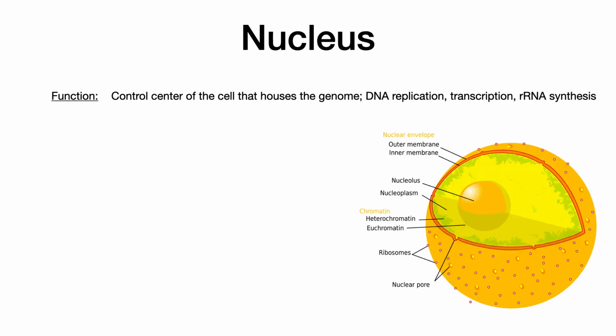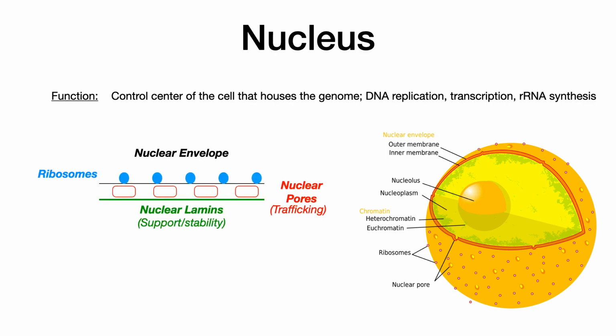Now let's talk about the nucleus. The nucleus is really the control center of the cell. It's where DNA replication occurs, transcription, and rRNA synthesis. In the nucleus, we have a couple important components. We have the nuclear envelope, which is that outer membrane on which ribosomes sit. So if you look at the image to the right, you can see on that outer nuclear envelope, you see little bumps. Those are just ribosomes.